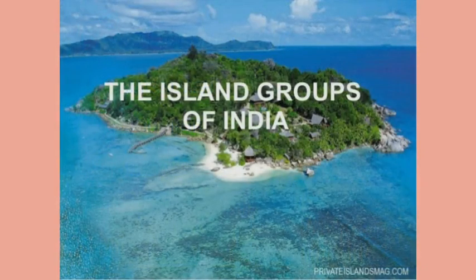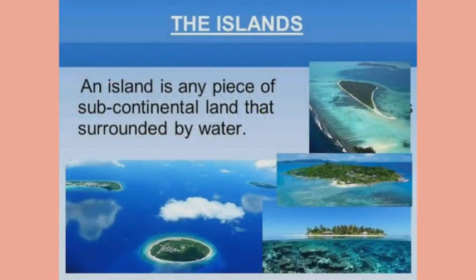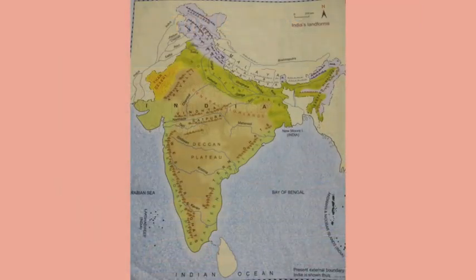The next topic that we are going to do is the island groups of India. What is an island? An island is a piece of land that is surrounded by water on all sides. Now, India has two large groups of islands. This you can see on page number 24 of your book. A map has been shown in which it is clearly shown that in the Bay of Bengal we have the Andaman and the Nicobar Islands, and in the Arabian Sea we have the Lakshadweep Islands.